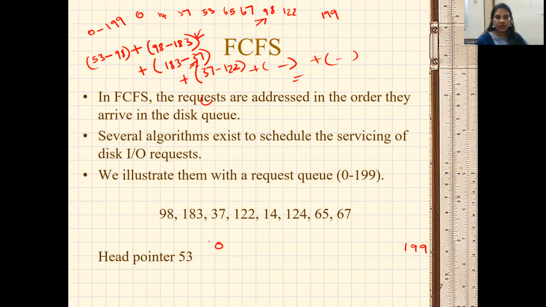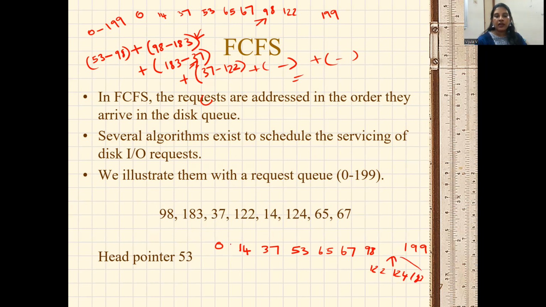So now you're going to look into your queue and also your head pointer. Which is the smallest one? It's 14. I'm going to draw the graph, a normal graph: 0, 14, then 37. I can put in the head pointer of 53, then 65, then 67, then 98, then 122, 124, and then 183. This would all come here.